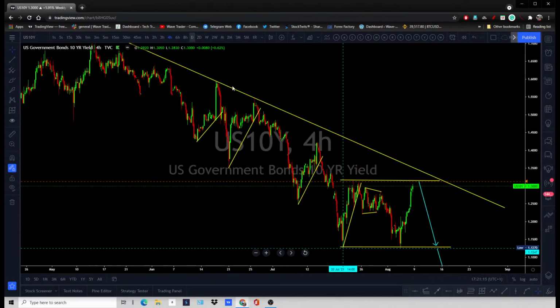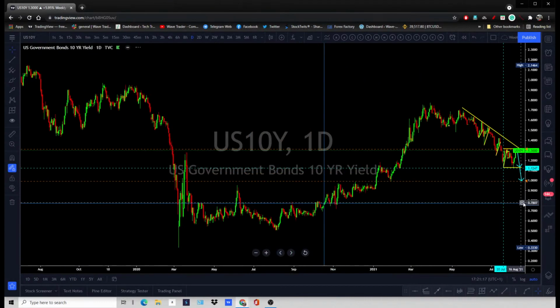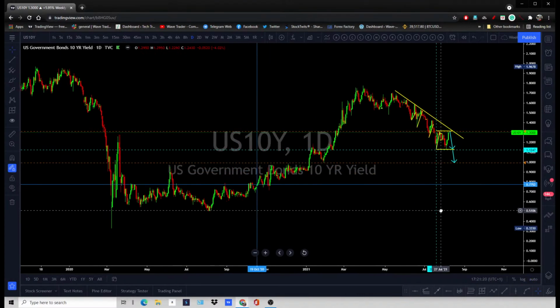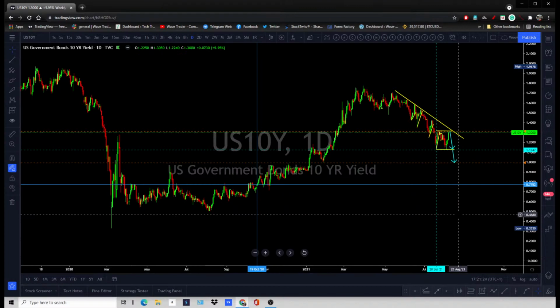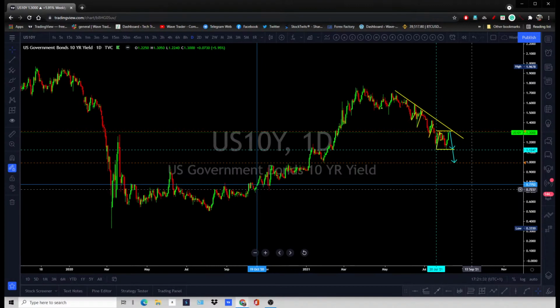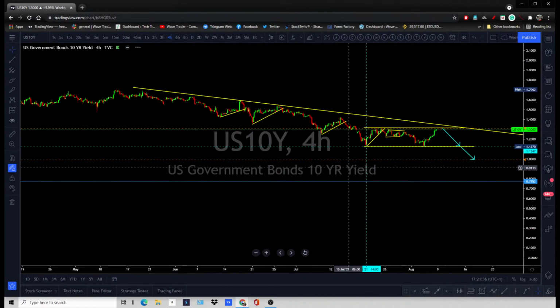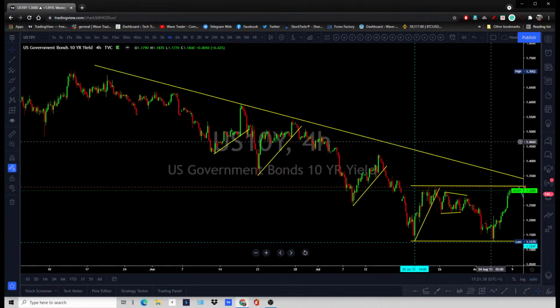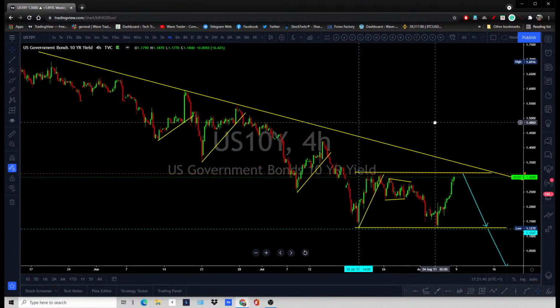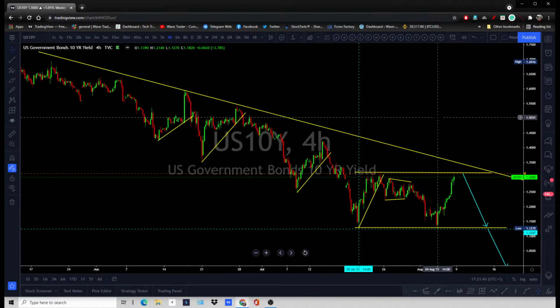So yield is very much important right now. We got strength on the yield. Last week we got some comments from the Fed officials and good NFP numbers, so we got strength on the yield. Because of that, we have seen strength on the dollar against gold specifically. When yield goes higher, you see strength on the dollar against gold.